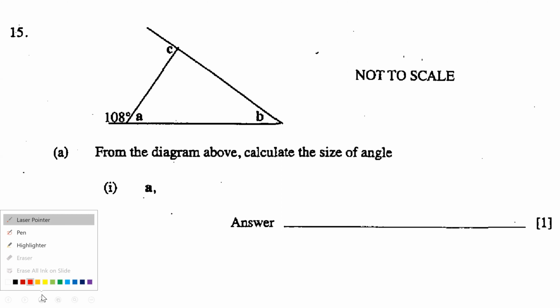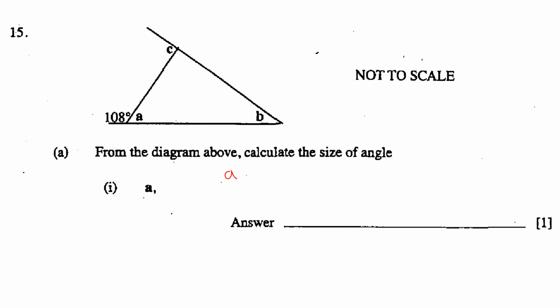That means if you want to figure out what angle A is, we have to subtract 108 from 180, and we are able to get the size of angle A. So it's going to be 180 minus 108, and 180 minus 108 is 72. So the answer for A is 72. Again, we subtract 108 from 180 to get 72.